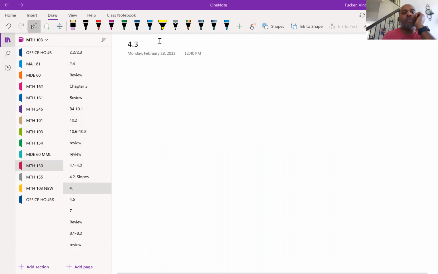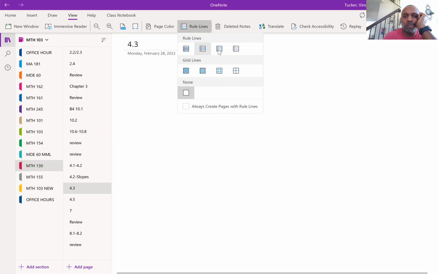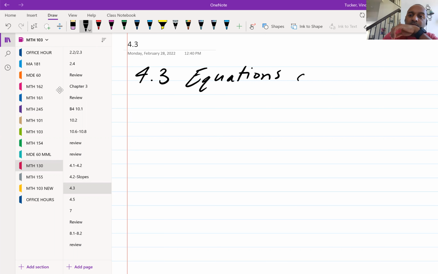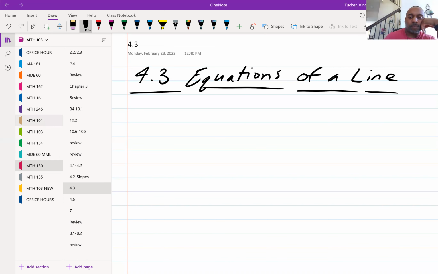All right, so we're looking at 4.3 today. Let me not forget to talk about next class as well before we leave today. All right, so 4.3 is equations of a line. We talked about one of them already.